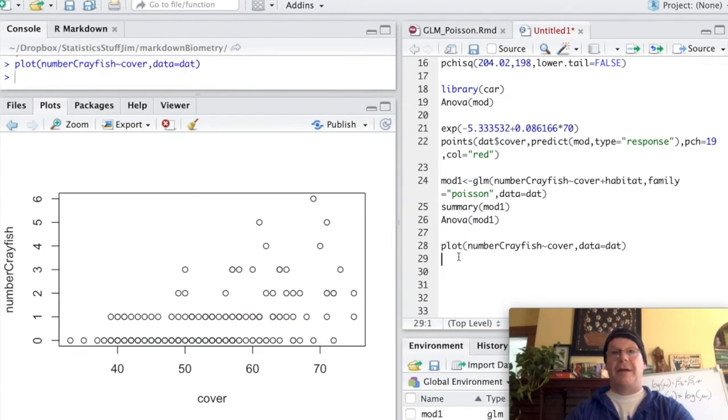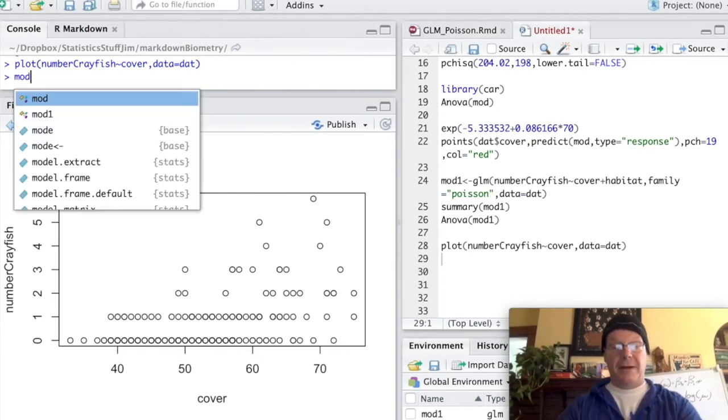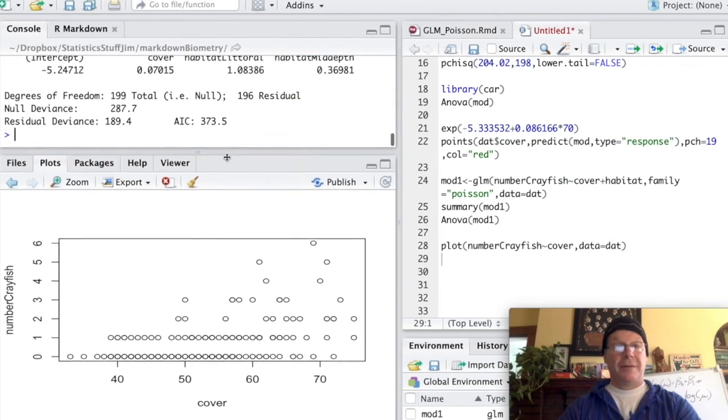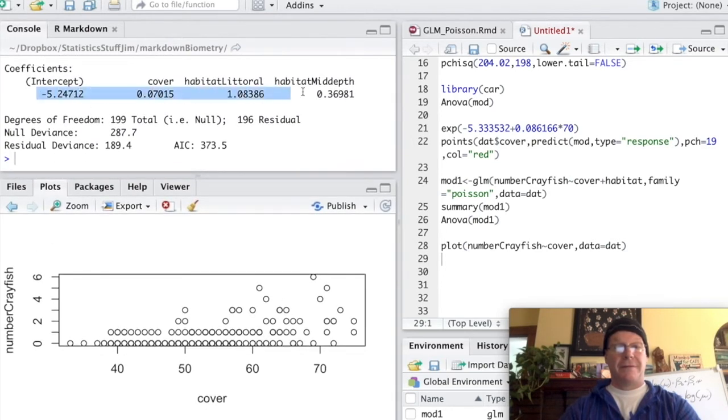Okay, so there again is all of our raw data. And then given that we have our parameter estimates, mod 1, there's our parameter estimates right there. Okay, we can go ahead and add points then for each one. And so what I'm going to do is cut and paste this.